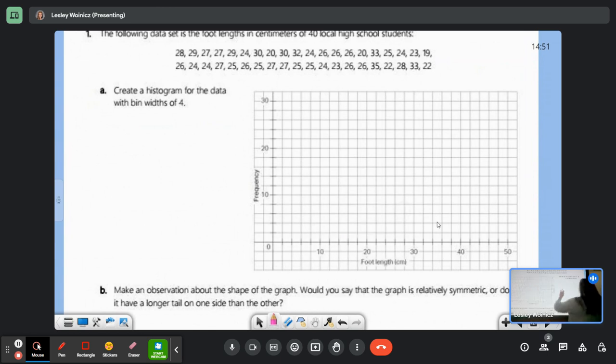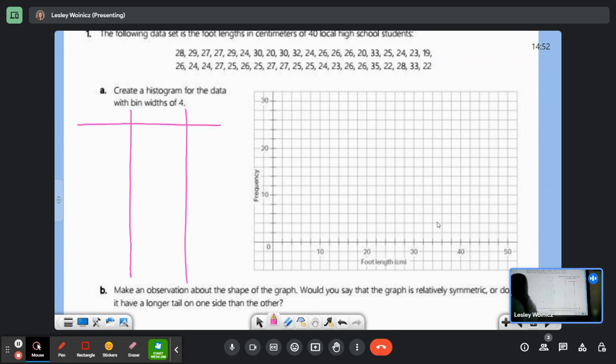So, we want bin widths of 4. Oh my gosh, my brain is just struggling today. So make yourself some beautiful columns. It's kind of like a T-chart, only you've got 3 columns.